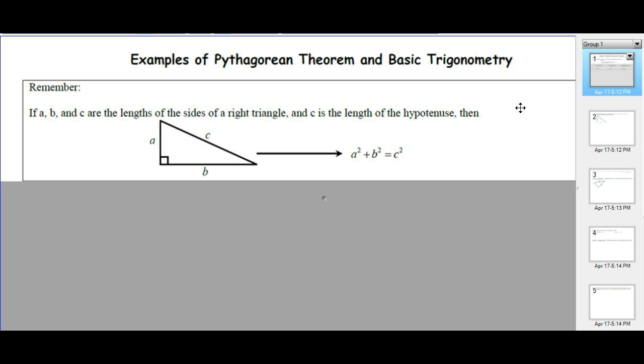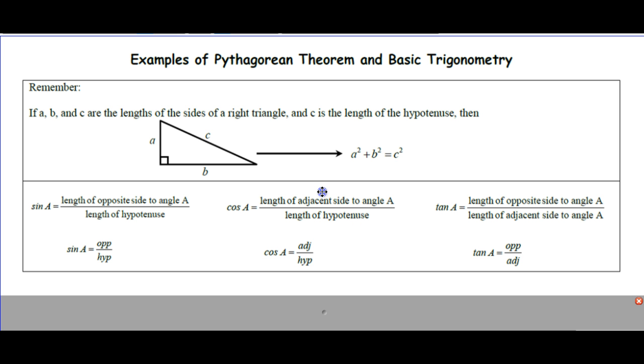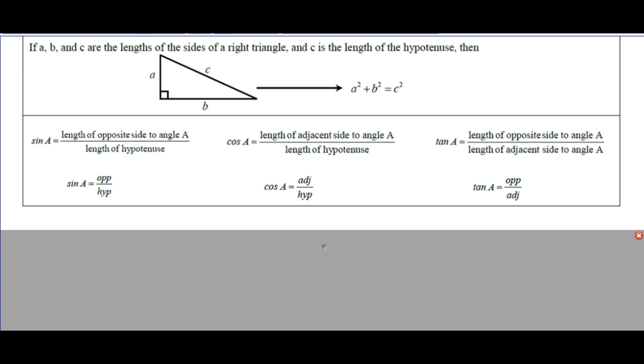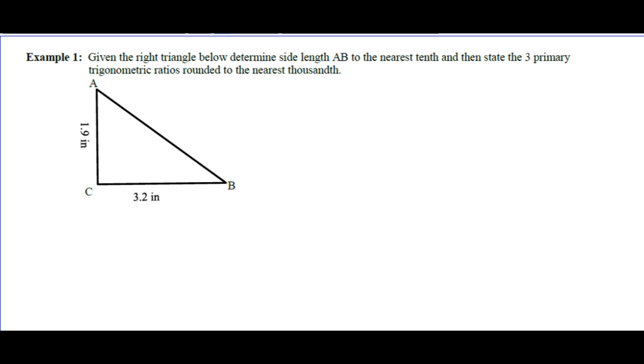And wow, we've got what, 10 examples? Okay, so I need to get rid of these things. If A, B, and C are the lengths of the sides of a right angle triangle, and C is the hypotenuse, then A squared plus B squared is equal to C squared. And we've got SOHCAHTOA listed here, the definitions for sine, cosine, and tangent. And let's move into the examples.